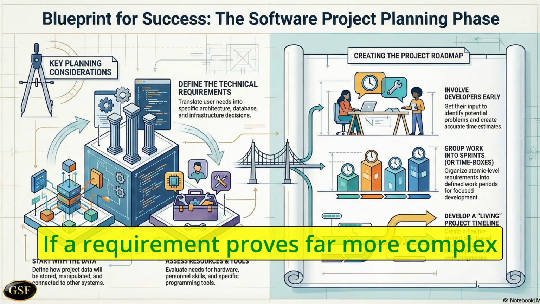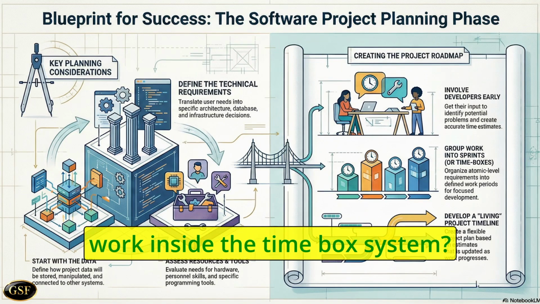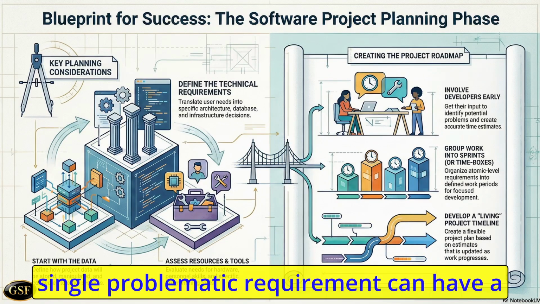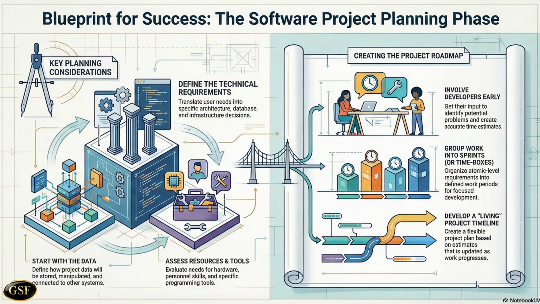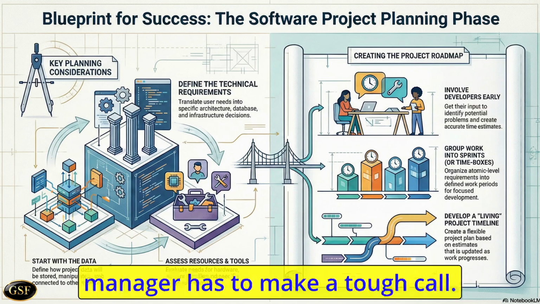If a requirement proves far more complex than we thought, how does that flexibility mechanism work inside the time box system? Well, that inherent complexity means a single problematic requirement can have a cascading effect on the schedule. If it's blocked or it's taking 3 times longer than estimated, the project manager has to make a tough call.